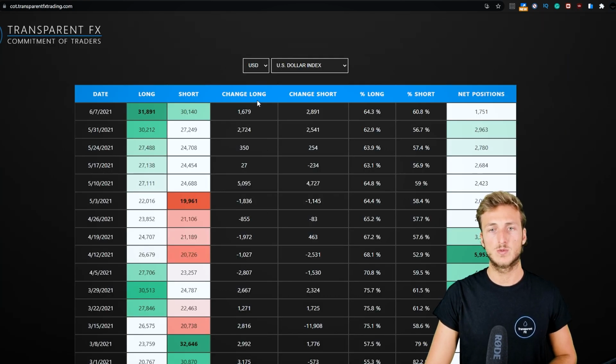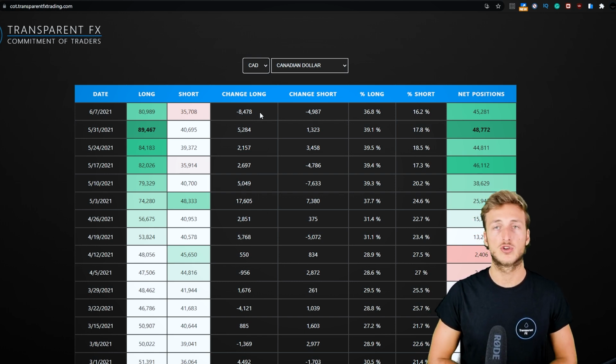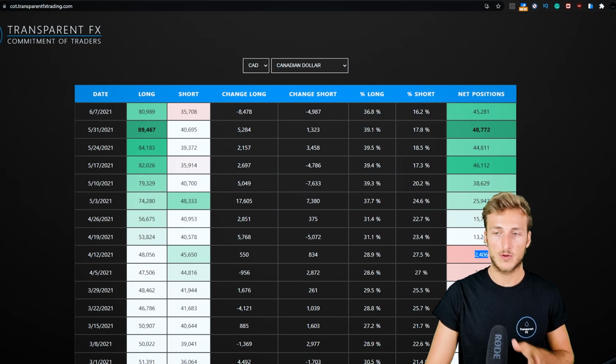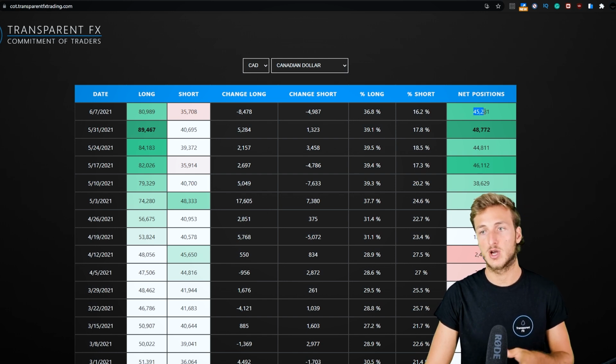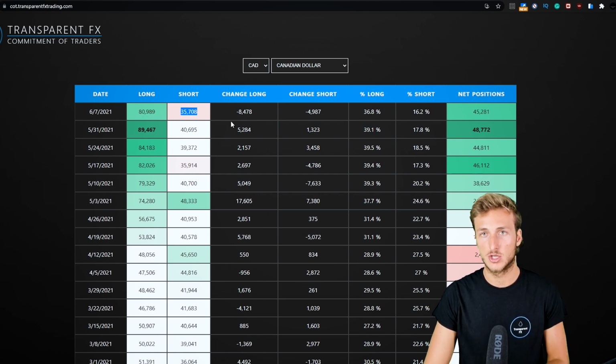Now, if we go and see what we have from a COT perspective, so commitment of traders, which is basically what hedge funds, so the non-commercials in the market, are doing, we can see that in the long term, definitely, net positions have increased. We went from having 2.4K net positioning all the way up to 45K net positions, with 80K longs and 35K shorts.